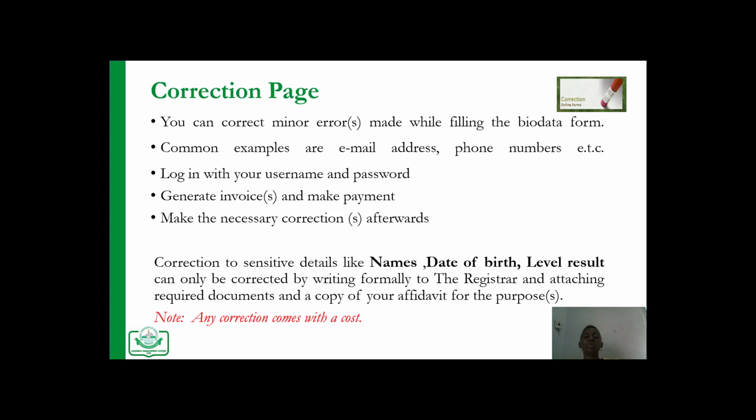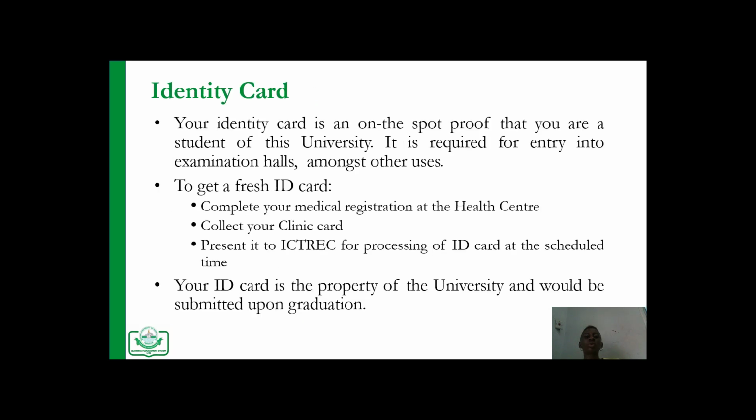Once you click it, you'll be able to generate an invoice for correction, and once you make payment for correction, you have the opportunity to correct the necessary information. Although there are some sensitive details like name, date of birth, and O-level results that you might not be able to correct on your own, you can do this by writing officially to the registrar and attaching the required documents to tell the admin what to correct, with a copy of your affidavit for the purpose of which you want to correct.